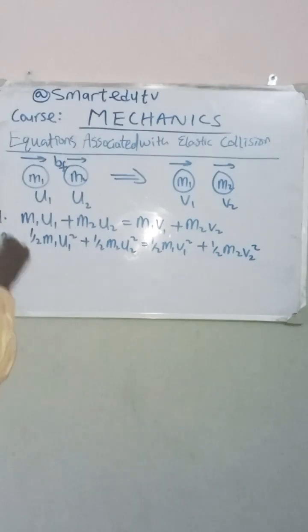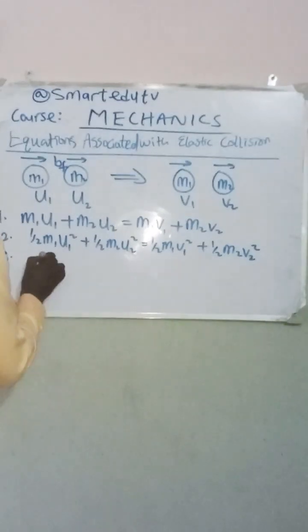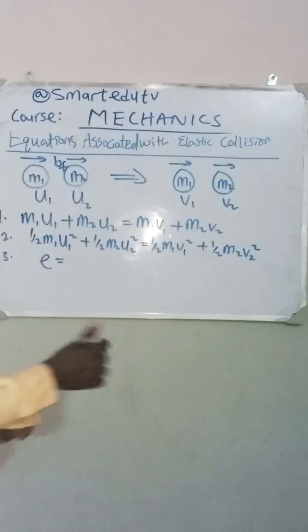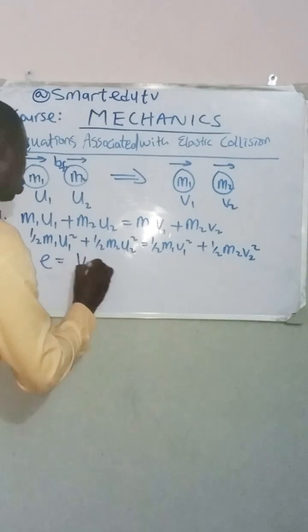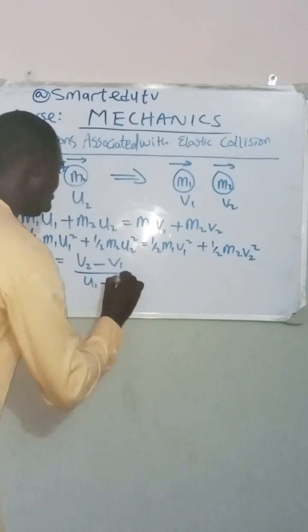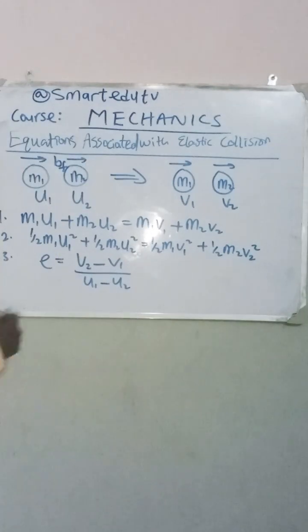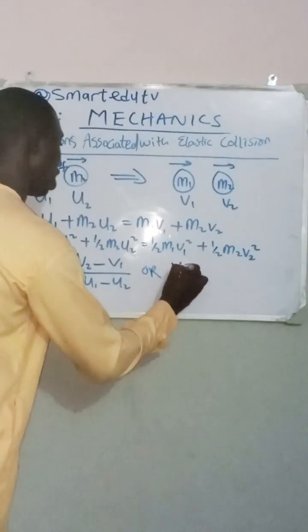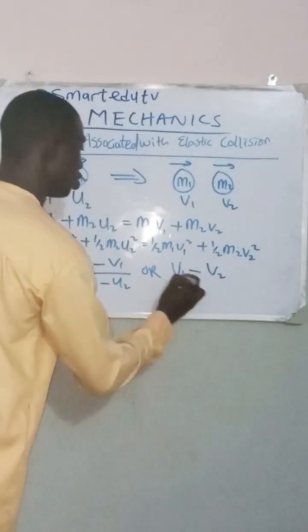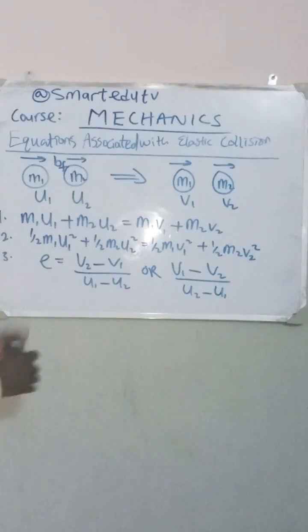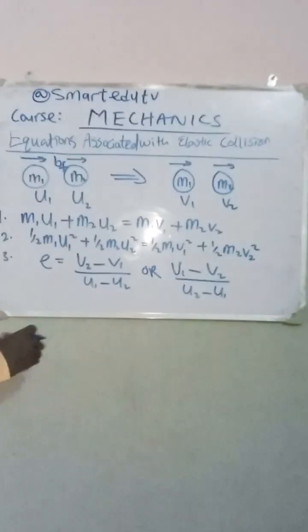And the third one is the coefficient of restitution E, which is given as the ratio of the velocity of separation to the velocity of approach, that is V2 minus V1 over U1 minus U2. Or you can still write it as V1 minus V2 over U2 minus U1.